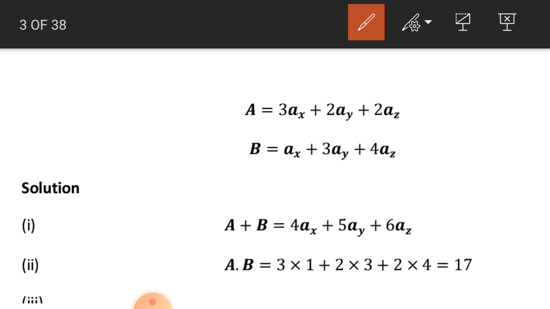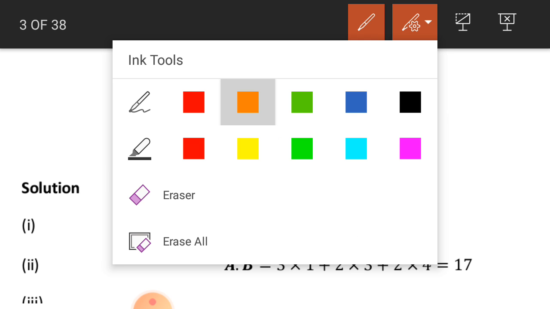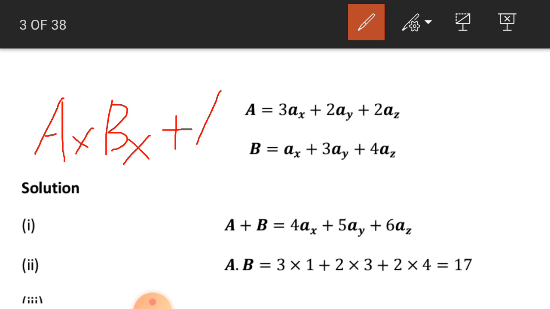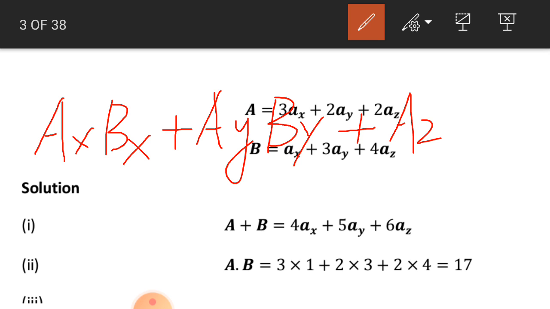Now we are going to calculate the scalar product of these two vectors. We know that the scalar product of these two vectors results in a scalar quantity which is equal to ax bx plus ay by plus az bz. So this is how we calculate the scalar product of two vectors in the rectangular coordinate system.